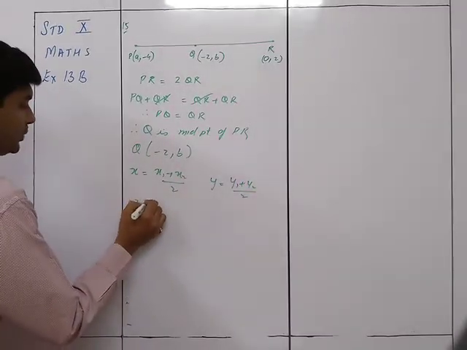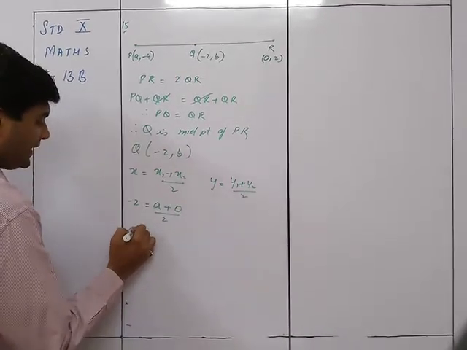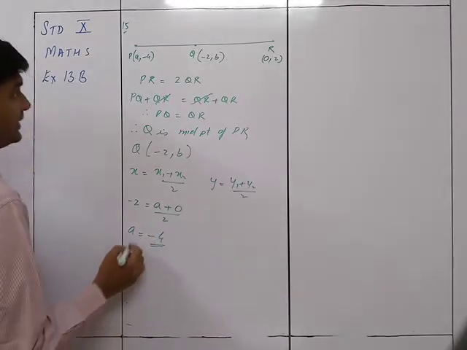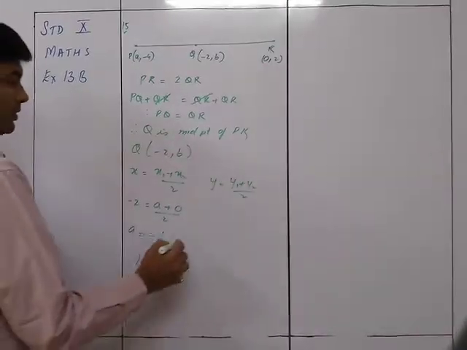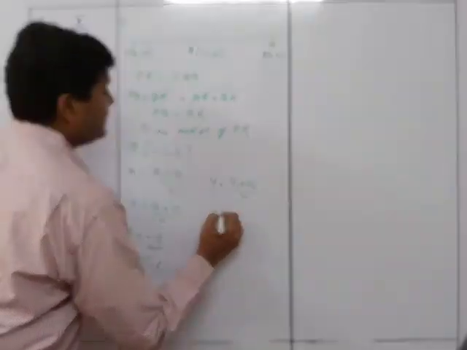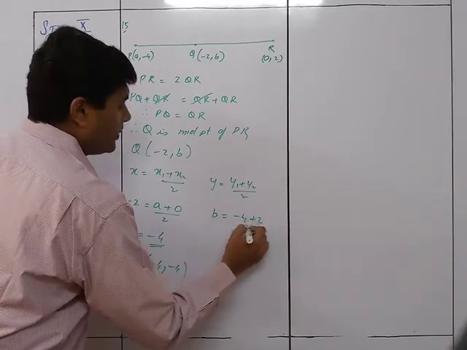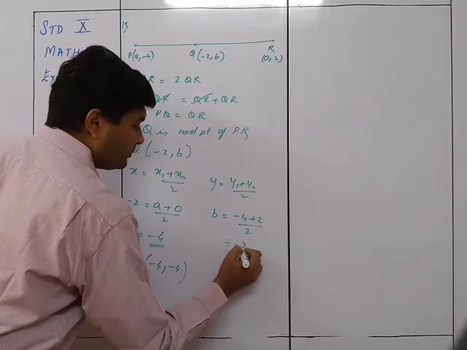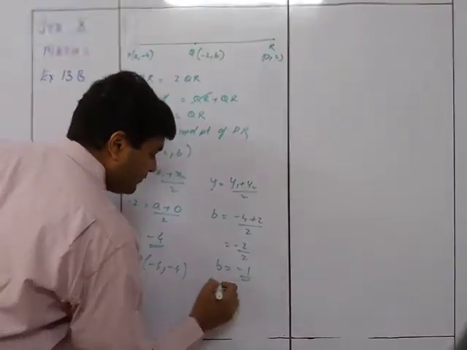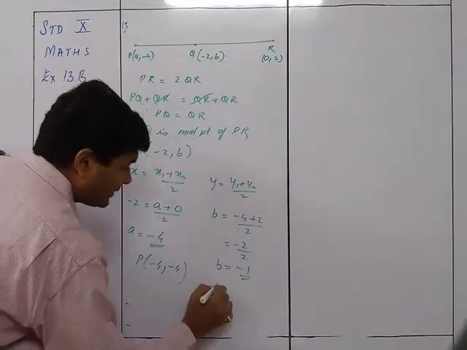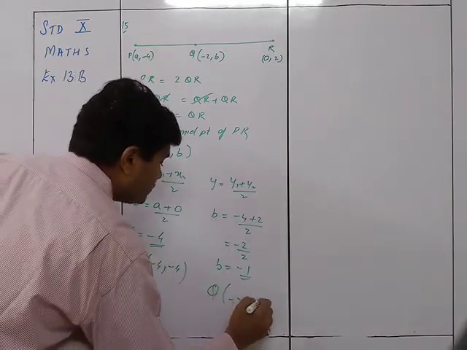X is minus 2, equal to A plus 0 upon 2. So A is equal to minus 4. That means P is minus 4 comma minus 4. Okay. Here for Q, B is going to be minus 4 plus 2 upon 2, is minus 2 upon 2. So B is equal to minus 1. Therefore Q, no, sorry, not Q, R. Next up, Q here. Q is minus 2 comma minus 1.